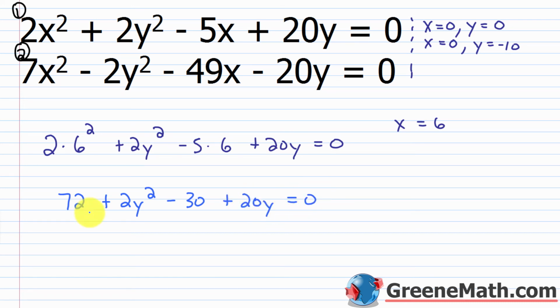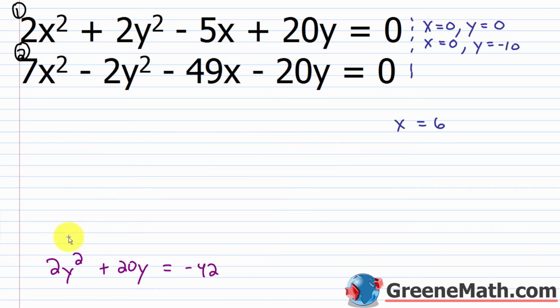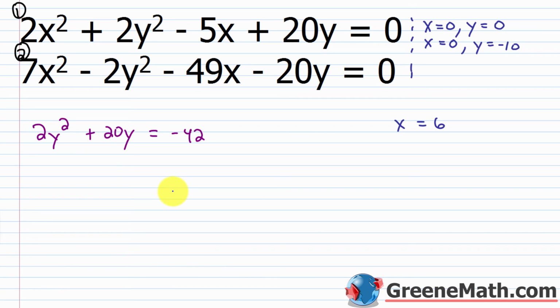So what is 72 minus 30? It's going to give us 42. So I can just get rid of this and put this as 42 over here. Then I can subtract 42 away from each side of the equation. So this is going to go away. I'll have 2y squared plus 20y is equal to negative 42. All right, so let's erase all this, and I'll bring this back up. I'm going to divide each side of the equation by 2. So this will cancel with this, and I'll have y squared. Then plus, this will cancel with this, and I have 10.